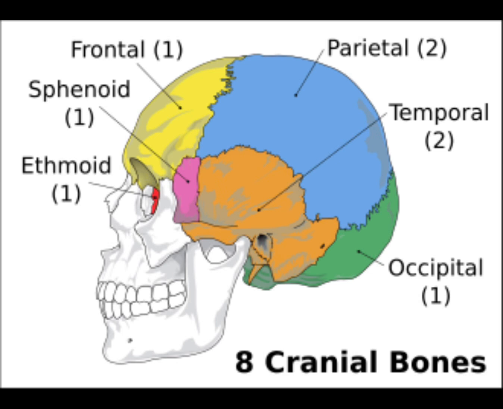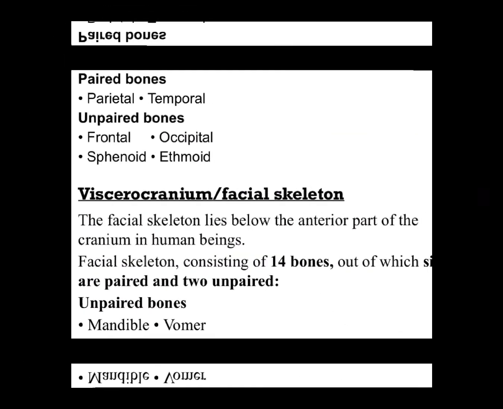So what are the unpaired bones? Unpaired bones are singular. You have the frontal bone, which is in the front. You have the occipital bone, which is at the back of the skull. You have the sphenoid bone, which is also one, and you have the ethmoid bone. These bones are unpaired. So that is 8 neurocranium or cranial bones: 2 paired, 4 unpaired. So don't forget.